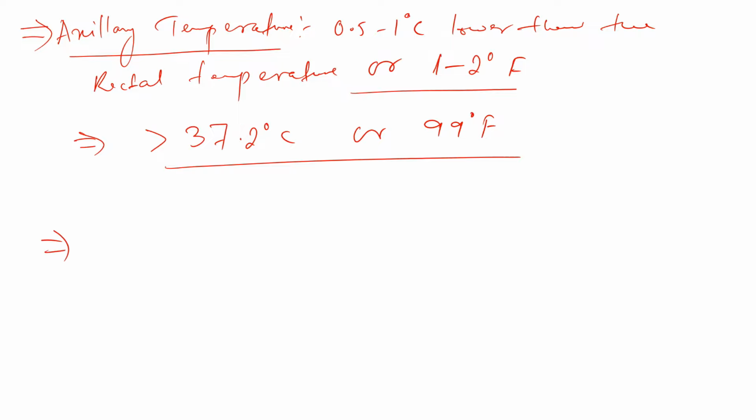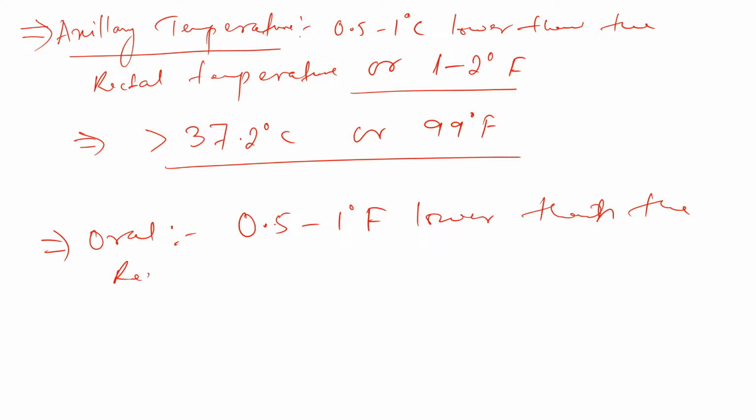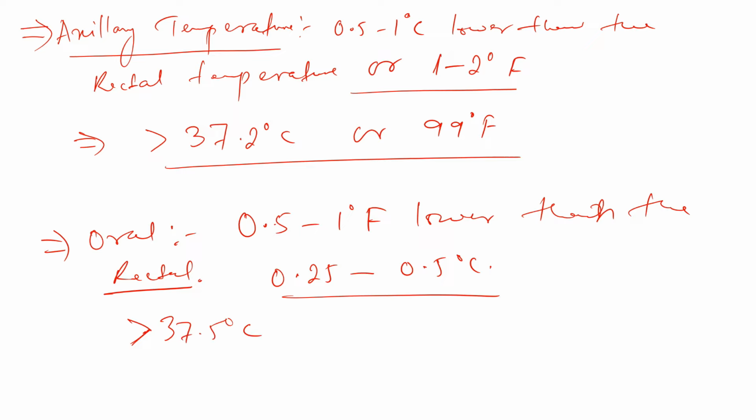And in case of oral temperature, it's around 0.5 to 1 degree Fahrenheit lower than the rectal temperature, or in Celsius it's 0.25 to 0.5 degrees Celsius lower than the rectal temperature. And the child is said to be having fever if the temperature is more than 37.5 degrees Celsius or 99.5 degrees Fahrenheit.